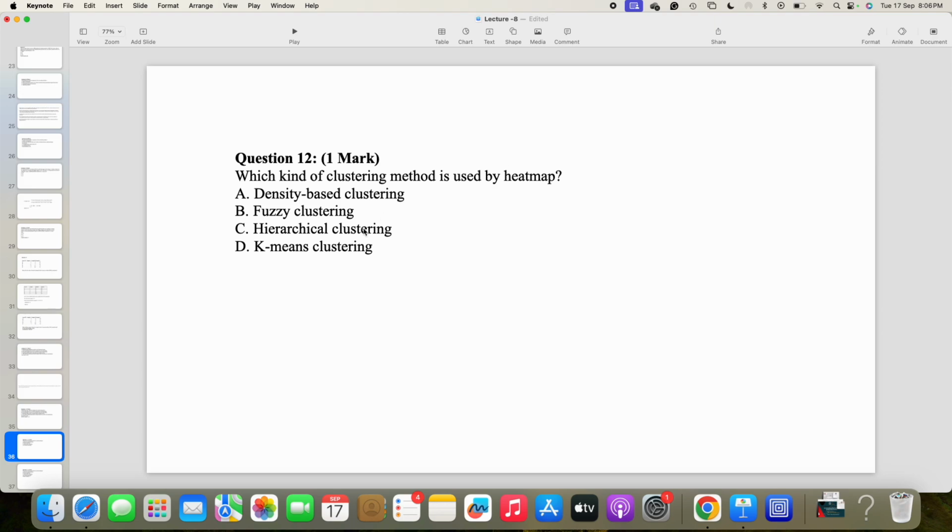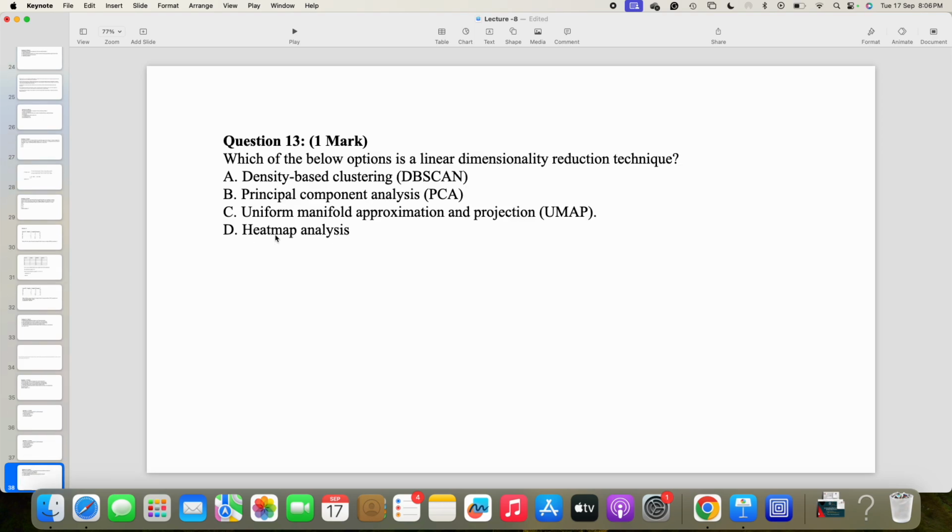So it clusters based on the same sample, which is called the hierarchical clustering. So for the heat map, this hierarchical clustering is used, which collects the same sample in a single cluster. So the correct option is hierarchical clustering. So let's move to our next question.